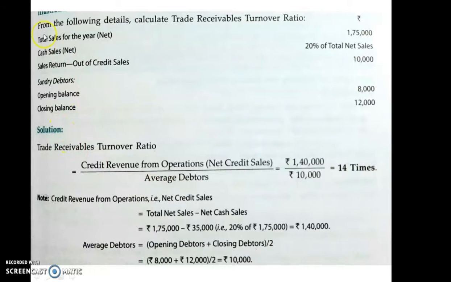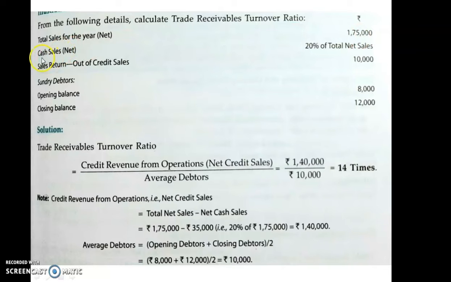Let's move to the next problem. From the following details, calculate trade receivable turnover ratio. You are given total sales. Total sales means in this both credit sales and cash sales are included, and sales return is deducted. So the amount is 1,75,000.